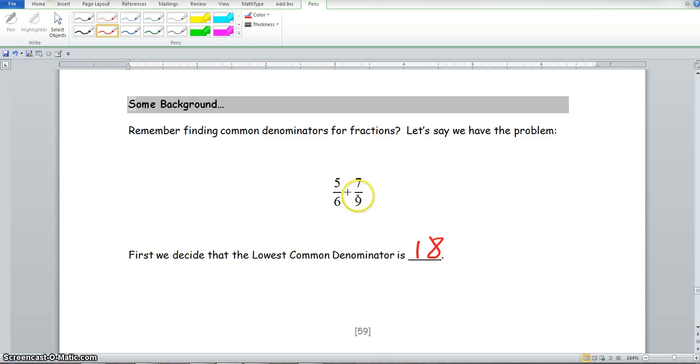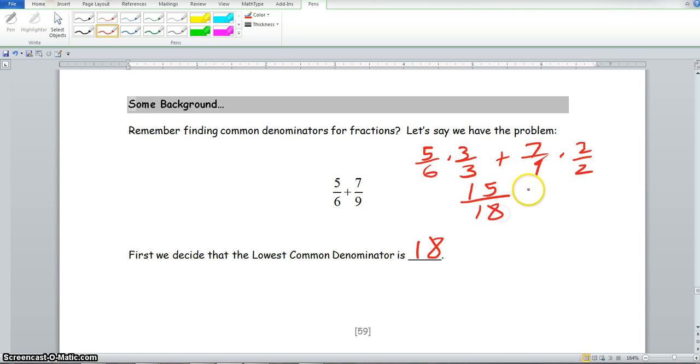So what we do is we find the lowest common denominator of 18, and we know that we would take this 5 sixths and multiply it by 3 over 3. We'd take this 7 ninths and multiply it by 2 over 2. So 5 times 3 is 15, 6 times 3 is 18, plus 7 times 2 is 14, and 9 times 2 is 18. 15 plus 14 is 29 over 18.